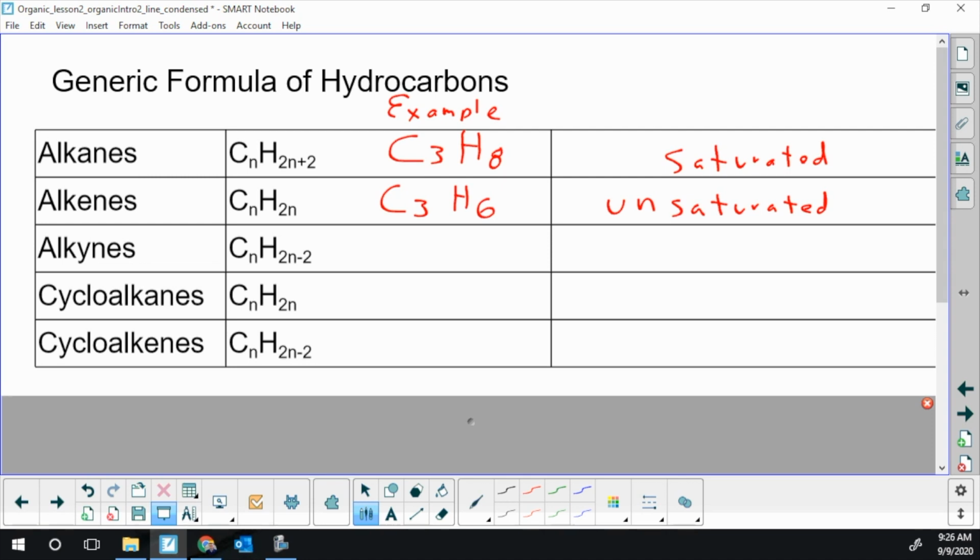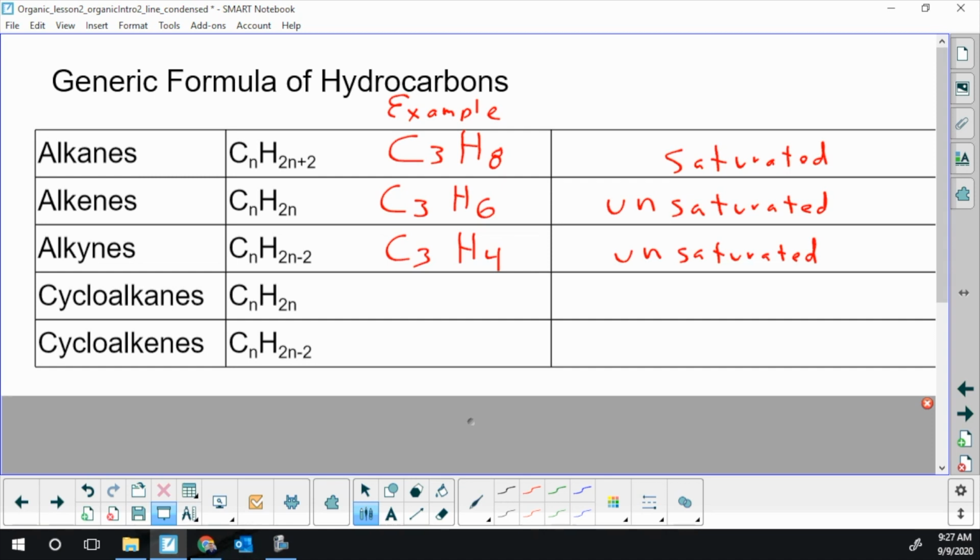Okay? If we have an alkyne with one triple bond, I want to keep using C3s, it's going to be 2n minus 2. So 6 minus 2, there will only be 4 H's. And this is also unsaturated. We can keep applying this to cycloalkanes.